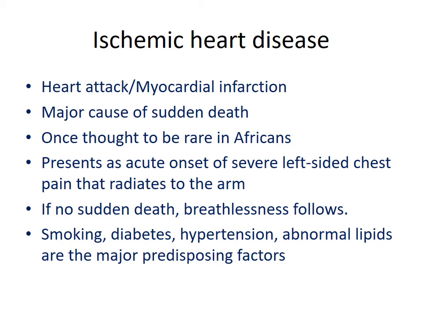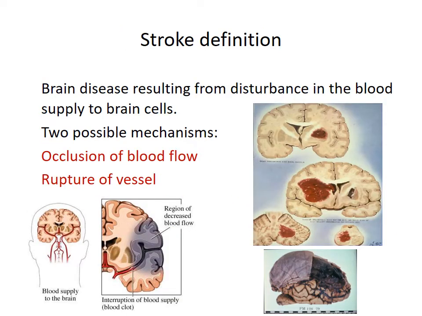It was once thought to be rare in Africans, but we now know otherwise, that now we're seeing more and more cases. And usually individuals will present with sudden onset of severe left-sided chest pain, and the pain may radiate to the arm, and then they may notice difficulty with breathing, they may have a cough, and some may collapse. If they don't die suddenly, what they then have is severe breathlessness, and they become restless, and they're unable to lie flat without using any pillows. And the things that predispose to this are smoking, diabetes, hypertension, abnormal lipids, just like the earlier slides have shown. Next one is stroke.